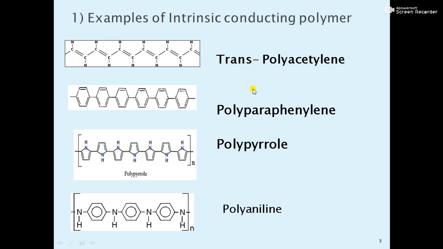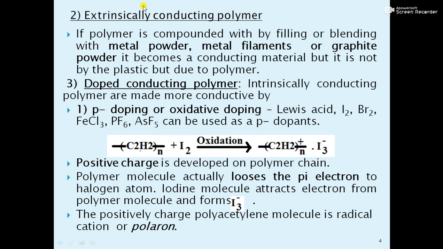Now next is the extrinsically conducting polymer. Extrinsically conducting polymers means these are conducting polymers whose conductivity is achieved because of externally added ingredients in them. When we add some ingredients, then these are the polymers which show the conductivity. And these extrinsically conducting polymers can be achieved in two ways.